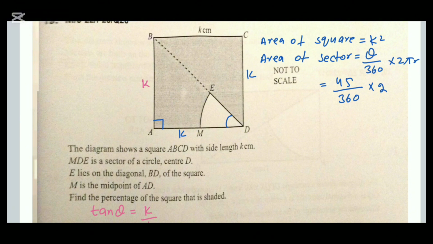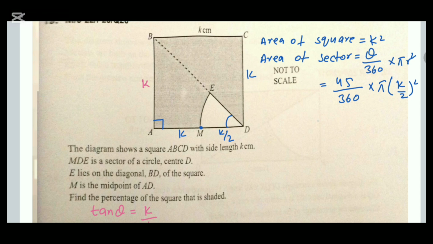Pi r square. Sorry, this is pi r square. Area of sector is pi r square. So pi r, this is radius and that is k by 2, because M is the midpoint. If AD is k, then MD will be k by 2. So it will be k by 2 whole square.